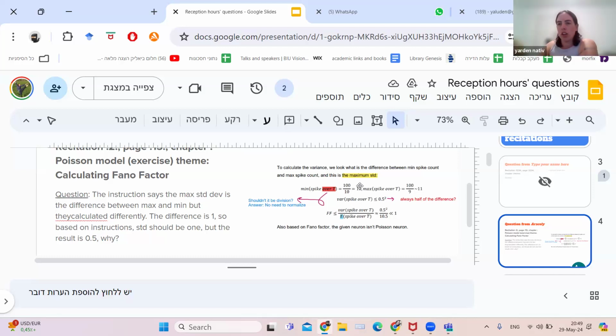So I think, was this the next line? Was there a calculation for the expectation? Yes. So the expectation is 10.5, right? Yes. And I meant to write here not that this is the maximum STD, but that this can allow us to calculate the maximal STD.